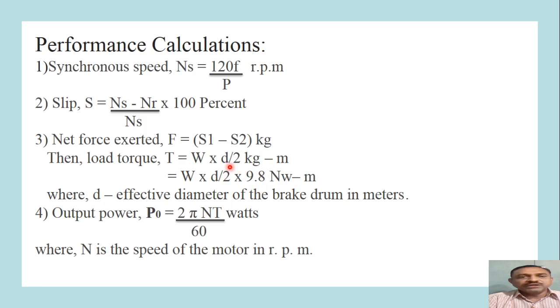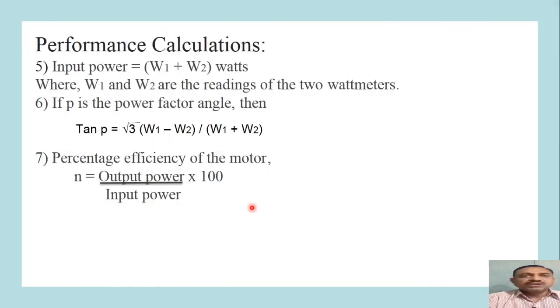Once we get the torque, we can calculate the output of the given motor, which will be given by 2 pi N T upon 60, where N is the Nr, that is the rotor speed, and T is the torque that we calculated in our third performance calculation. In that way, we will be able to get the output power, and that power will be in the unit watts.